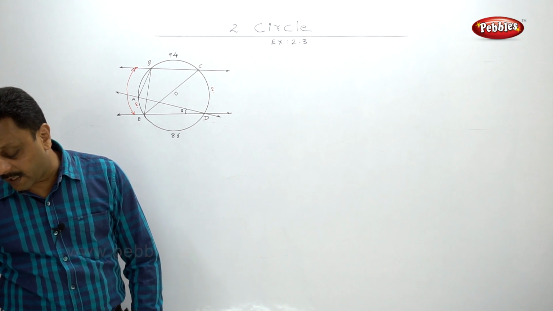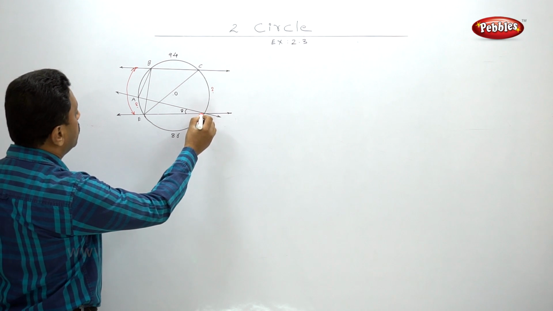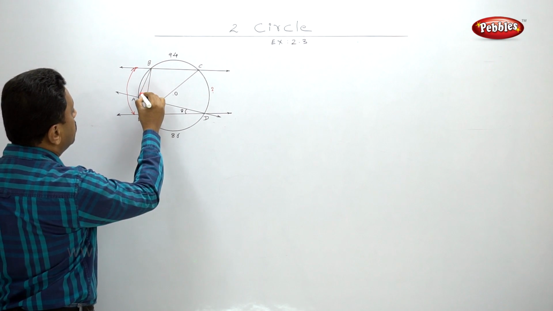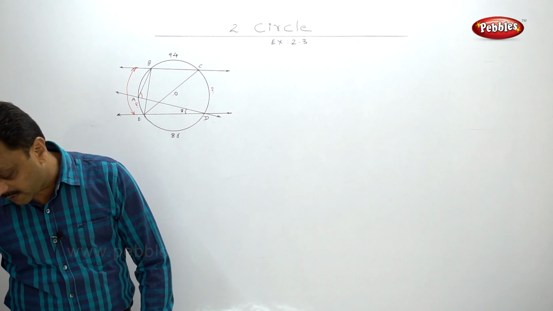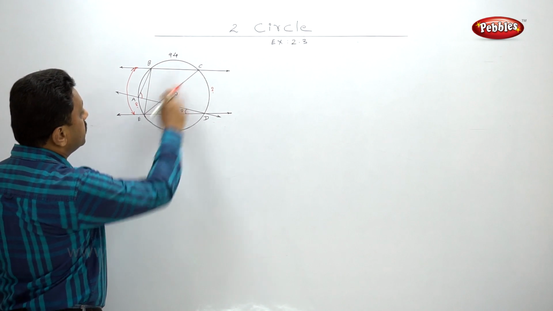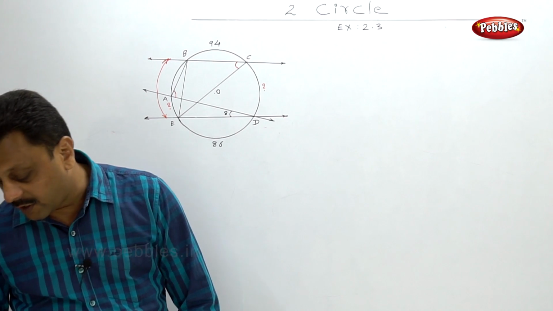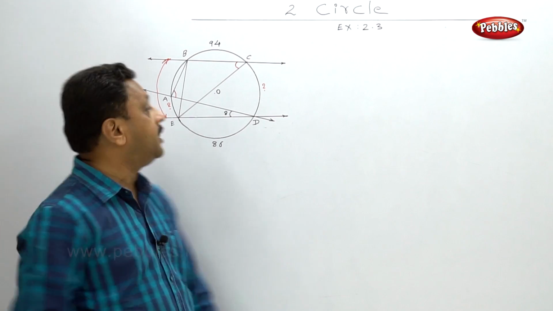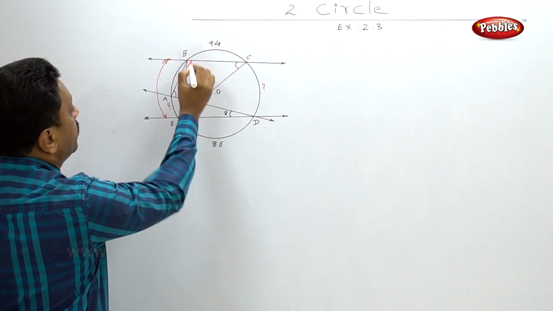Then angle DAB. This angle we have to find out. Then angle ECB. This angle we have to find out. And lastly, we have to find out angle CBE. This angle we have to find out.